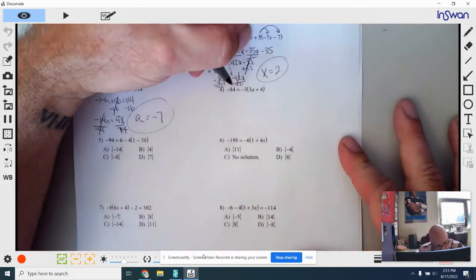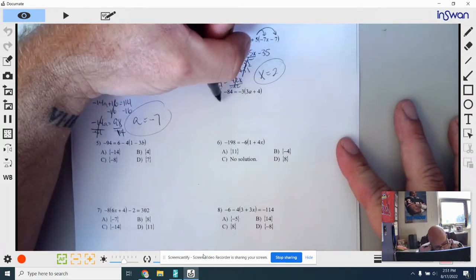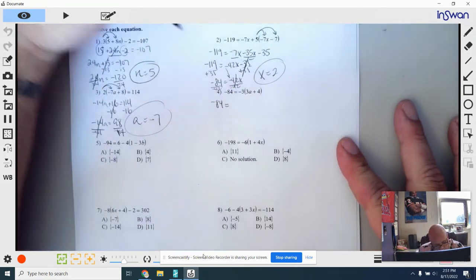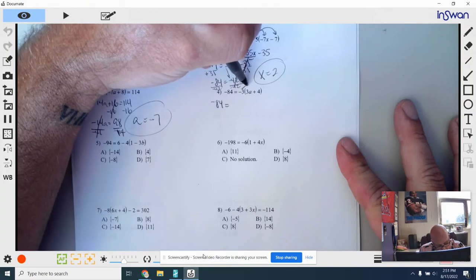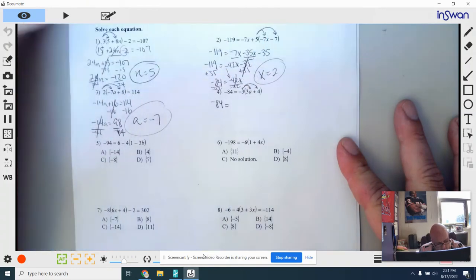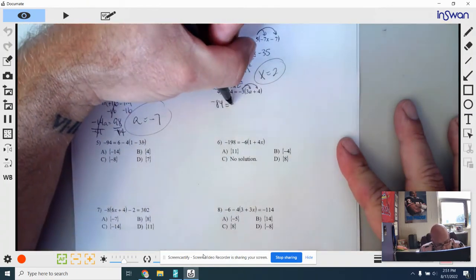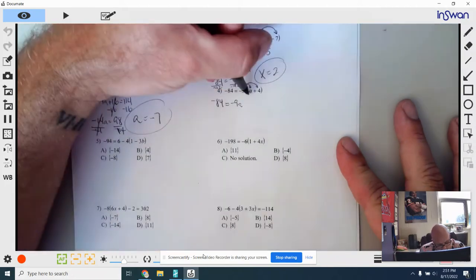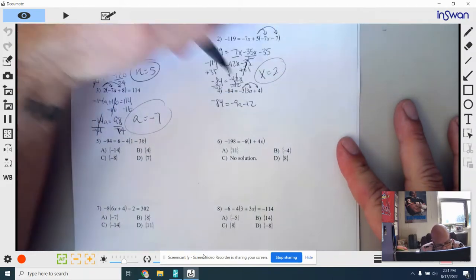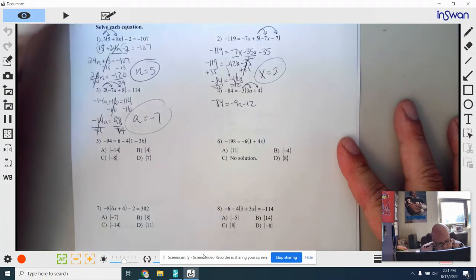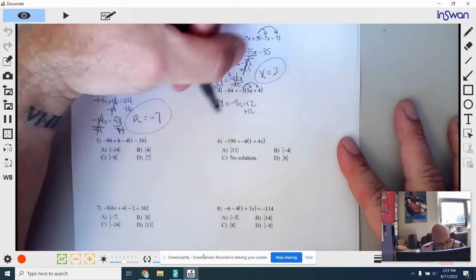Okay, number 4. I'm going to go ahead and just bring down this negative 84 equals. But I will draw an arrow from that negative 3 to everything inside. So then I have negative 9a, and then a negative 12 when I multiply those in. Okay, I'm going to add 12 to both sides.